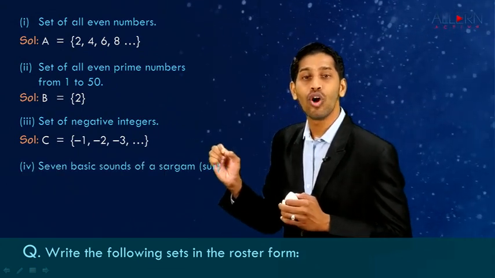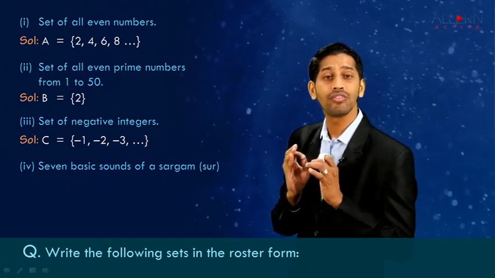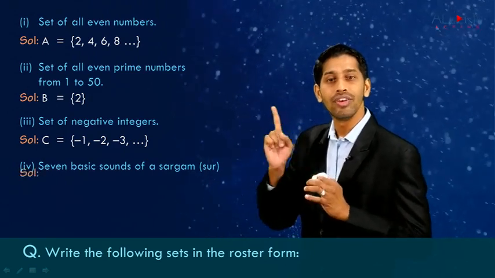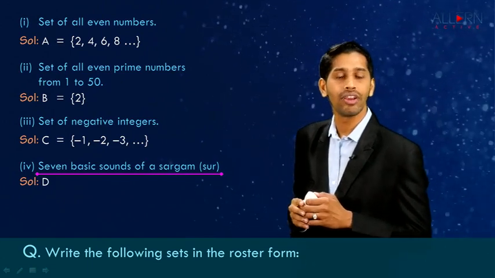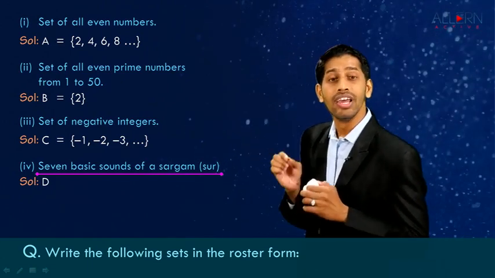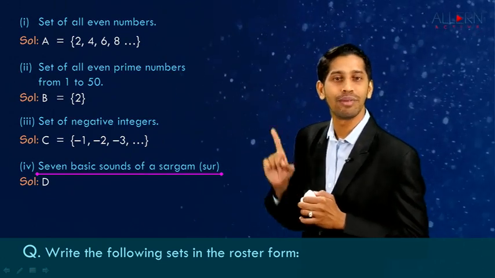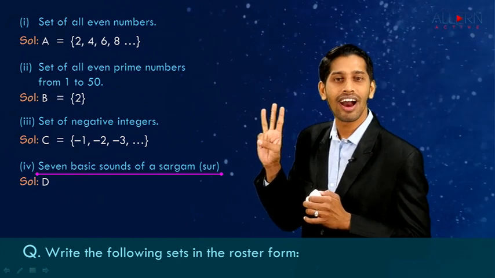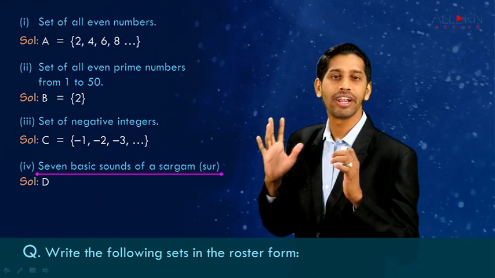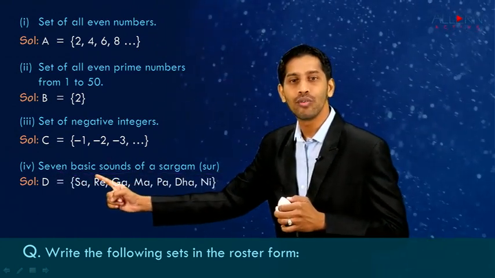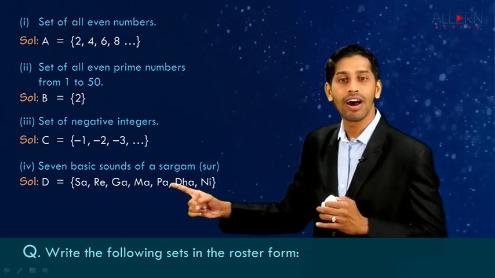7 basic sounds of a sargam. That means we need to just write the 7 basic sounds of sargam. So how do we start? We'll assign a capital letter; we can use any letter. Right now we have used D is equal to, and we need to create a list of the 7 basic sounds of a sargam, which is nothing but sa, re, ga, ma, pa, dha, ni. So we write all these separated by commas. So we write D is equal to, in curly bracket separated by commas, sa, re, ga, ma, pa, dha, ni.